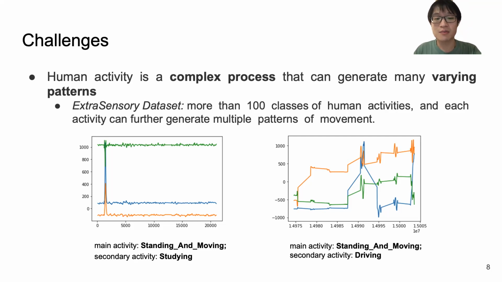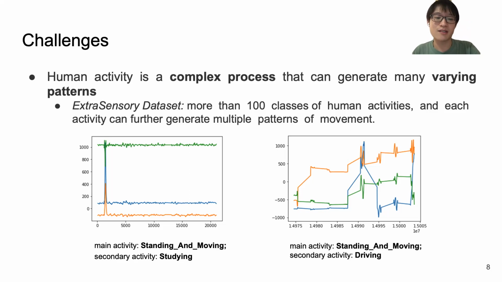We extract two segments from the ExtraSensory dataset, as we can see in these two figures below. The first figure indicates that the subject is standing and moving while studying. And the second figure shows that the subject is standing and moving while driving. By the way, standing and moving means that the subject is not exactly standing in the same position and also not exactly walking towards a destination. It is something in between.